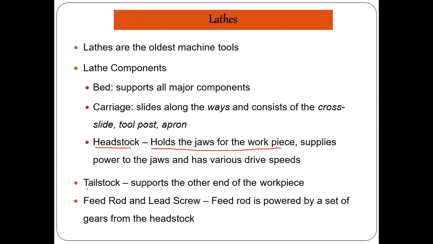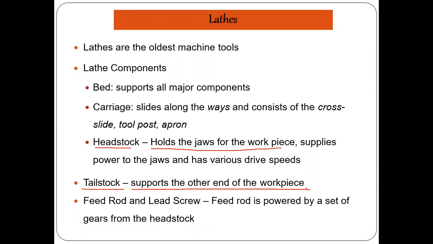And the next one is the tailstock. The tailstock supports the other end of the workpiece. One end of the workpiece is mounted on the headstock, and the other end is supported by the tailstock. In some machining processes, a tailstock is not required. For example, if you are machining a very small object, holding it with the chuck is sufficient, so a support is not required. Support is required if the length is very long.